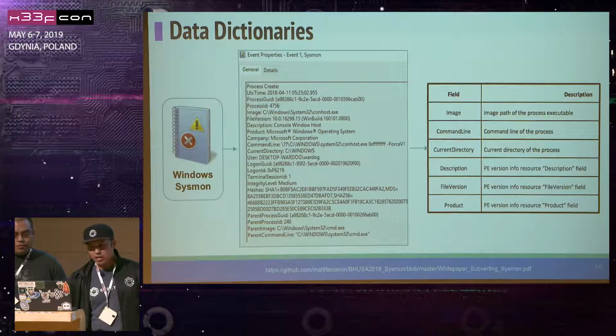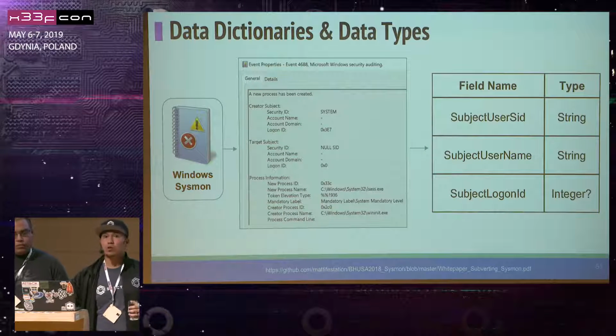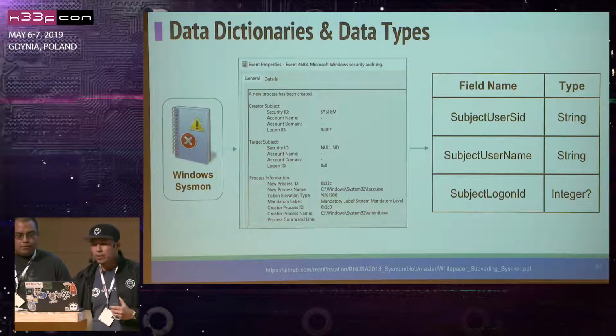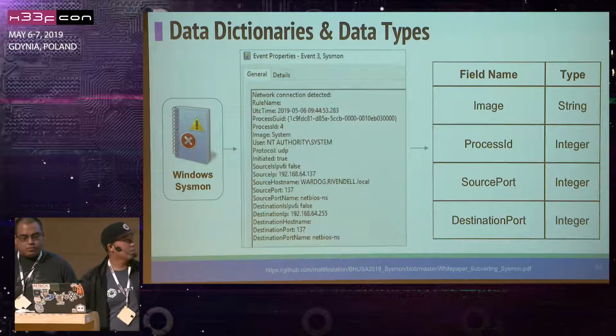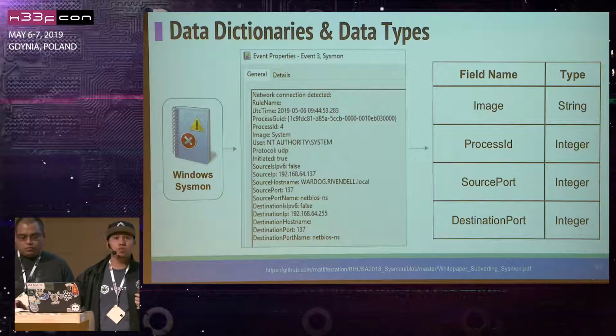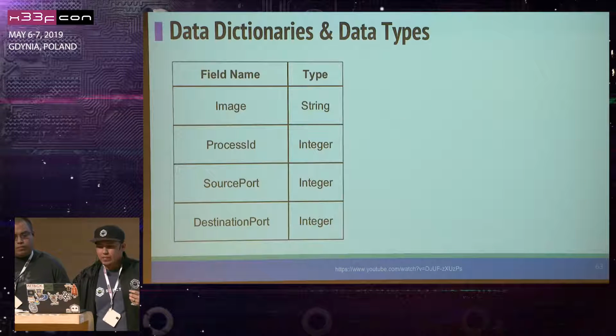All the way from the field level to the description of the field. You can talk about data types as well, so that way you understand what it is that you're querying. Is this an integer or a string? And this is very interesting. For example, if we look at event ID 3, we have source port, destination port. Those are numerical values, right? Those are integers. But what can I do with that?